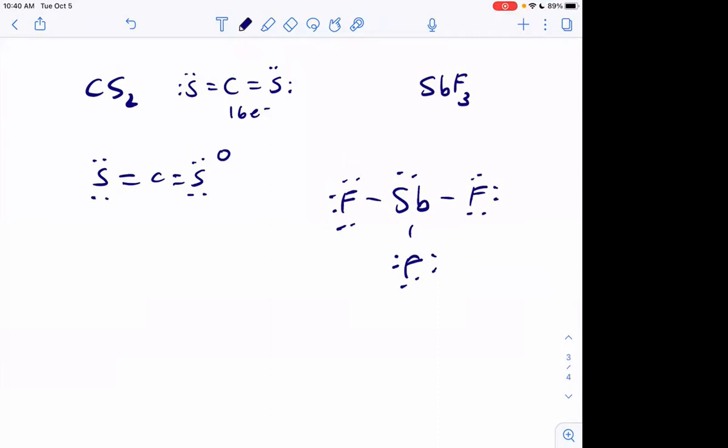So antimony then is in group 6, and it's got 2, 3, 4, 5. So its formal charge is going to be +1, right? But each of the fluorines is going to be 0.